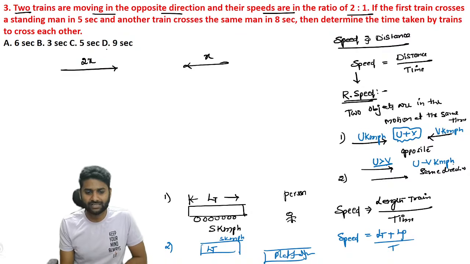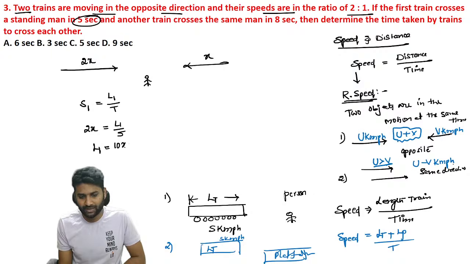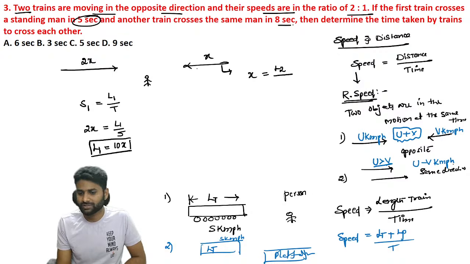If the first train crosses a standing man, it takes 5 seconds. The speed of train one is the length of train one divided by the time taken to cross that person. The speed is 2x, so 2x is equal to L1 divided by 5, which means the length of the train is 10x. In the same way, the other train runs at a speed of x, with length L2, and it takes 8 seconds to cross this platform. So L2 is equal to 8x. So we got the L1 and L2 values.